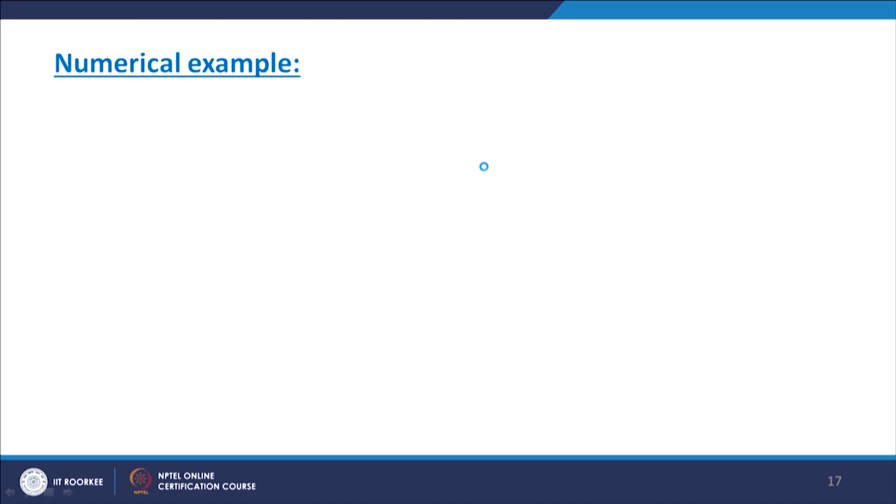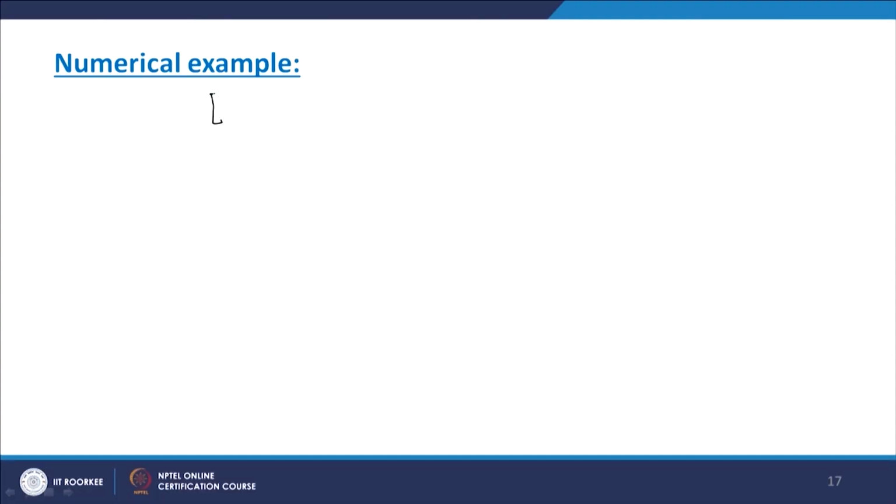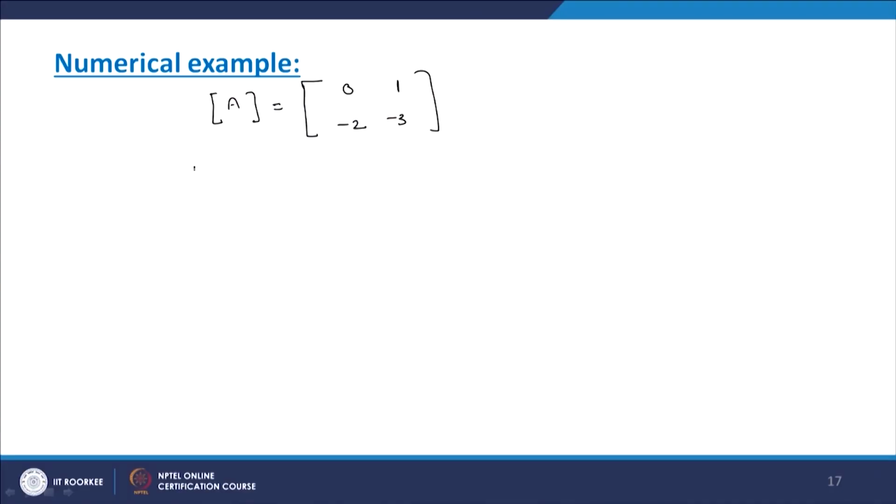Now we will solve an example, and from this example we will see how to determine the eigenvalue and eigenvector. We have taken a matrix A equal to 0, 1, -2, -3. This is the matrix and our problem is to calculate the eigenvalues of this matrix. So how do we determine it? First of all we write this A matrix as lambda I minus A.